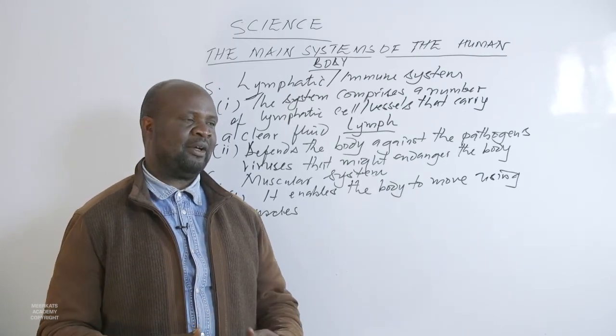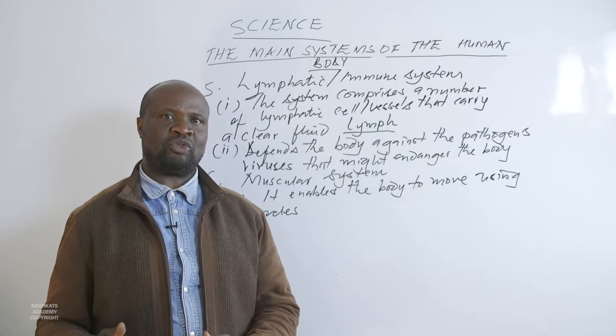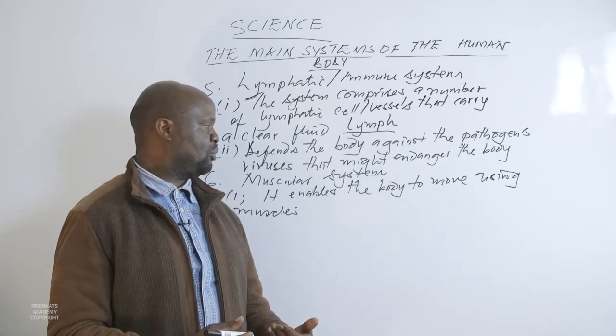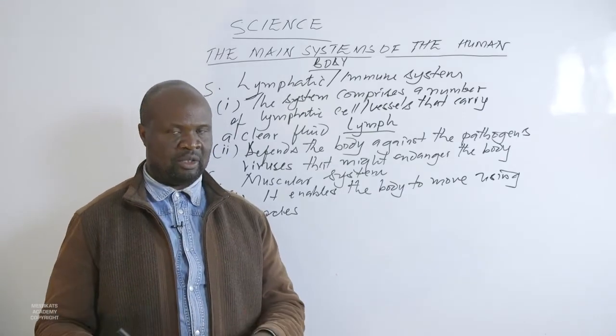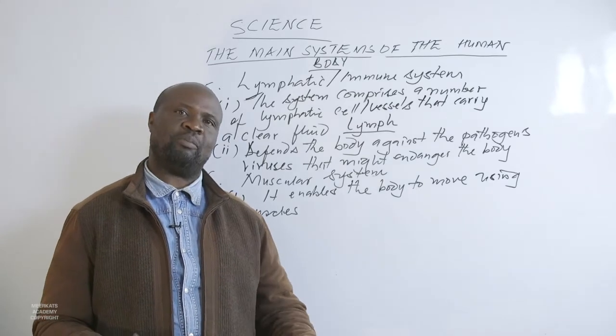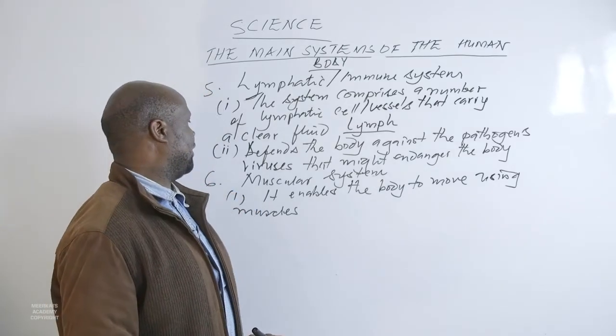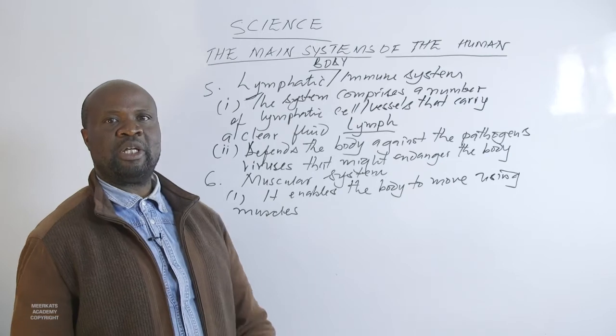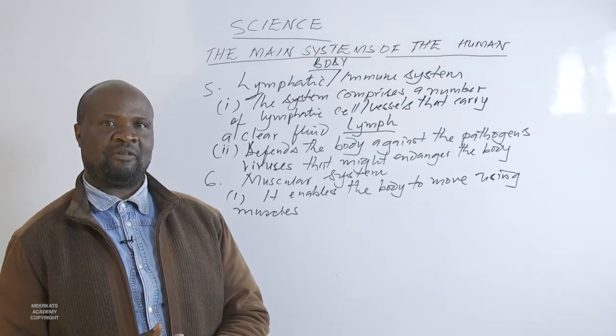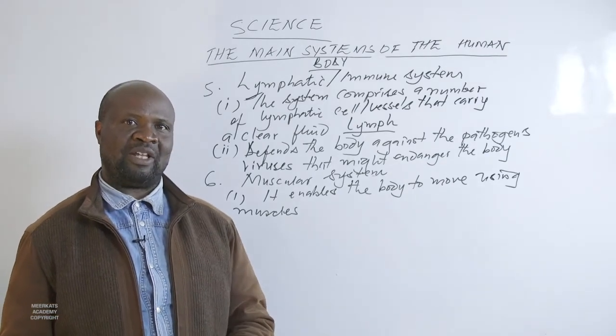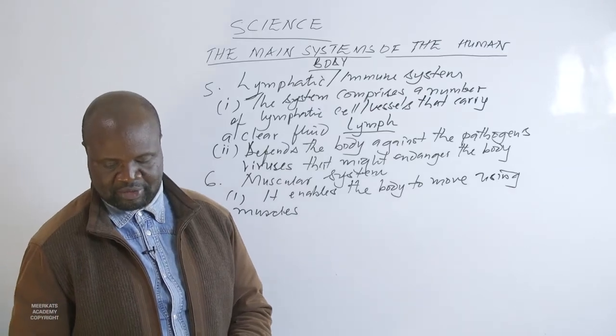So muscles are there, but for the body to move, muscles are important. If the muscles are weak, even the movement of that living organism will be weak. So we are saying the muscular system is very important as far as the locomotion of that particular organism is concerned.